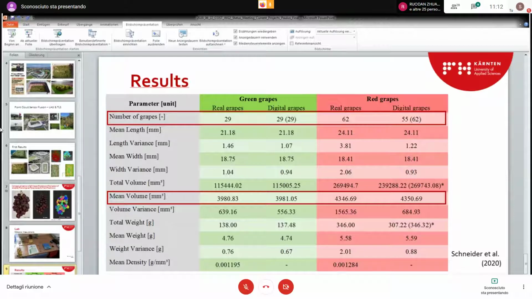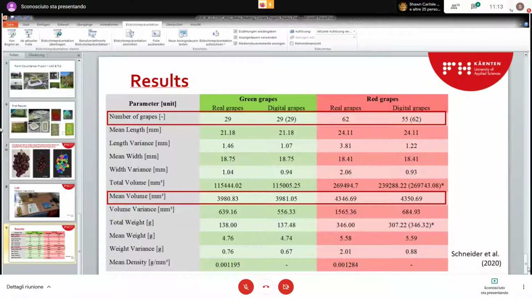We are now able to show that this is working, at least at the lab scale. In the next step, we are planning to take this out to the field and see how we will be able to measure these morphological parameters out in the field at the vineyard scale. Okay, so that's it. Just a brief and short talk, and I hope this has worked so far.